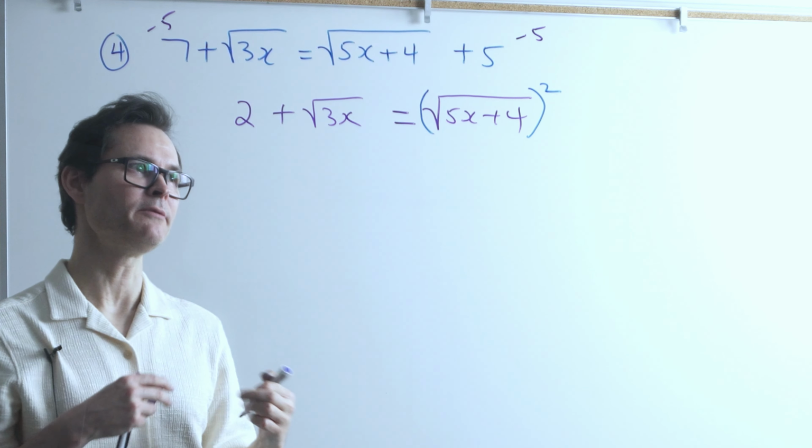I'm going to send the 3x over to the other side. So I'm going to subtract 3x, and that's going to give me 2x on the right-hand side. Also, look, I've got a 4 here and a 4 here. So if I subtract 4 from both sides, it vanishes, it goes away.